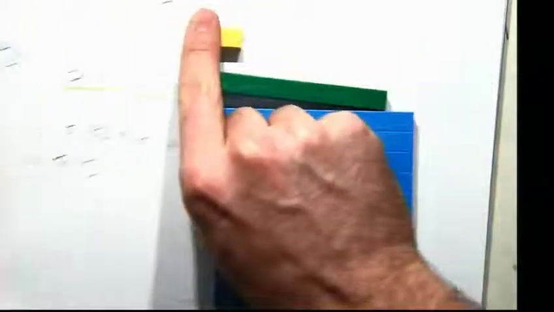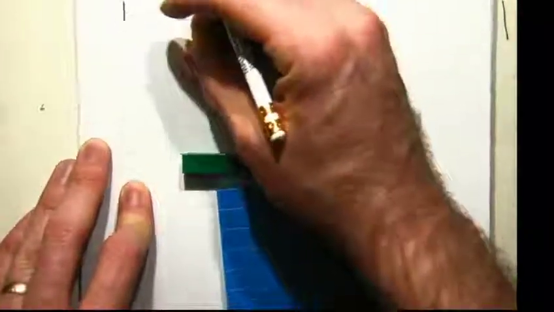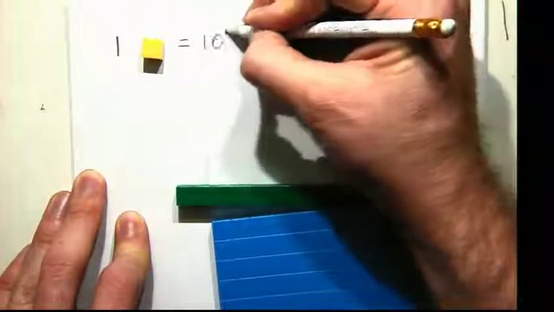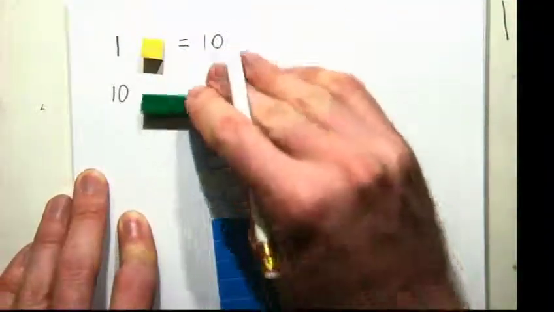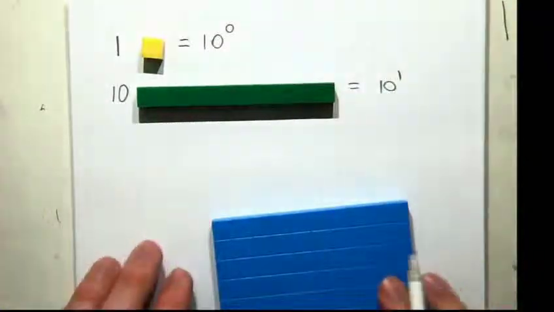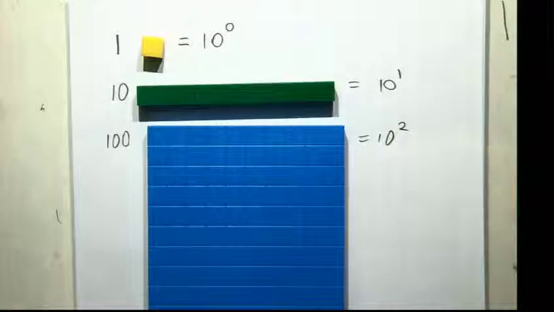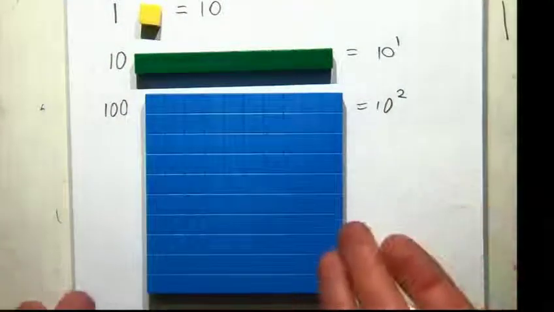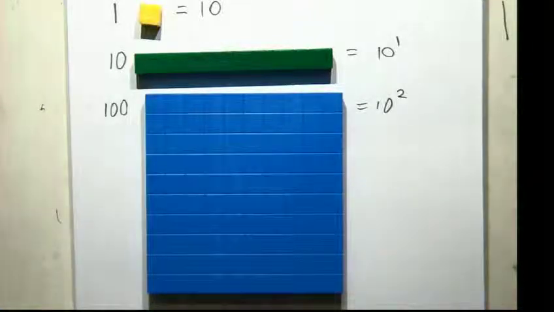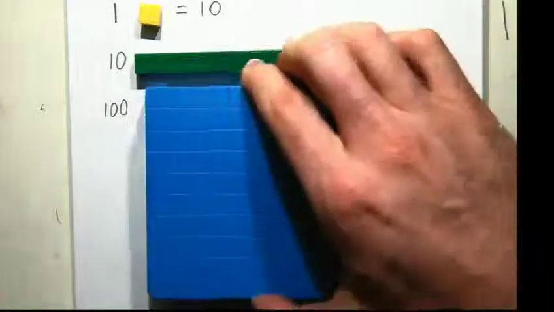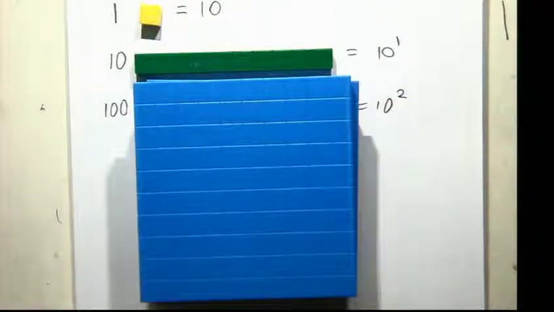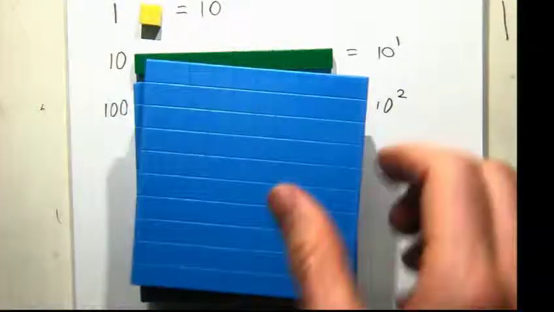I'm going to write them down on a piece of paper. So this is 1, which is 10 to the 0. And this is 10, which is 10 to the 1, and this is 100, which is 10 to the power of 2. The reason the power of 2 is called 10 squared is because it's a square. So if I times by 10 again, you can imagine stacking up 10 of these squares: 1, 2, 3, 4, 5, 6, 7, 8, 9, 10.